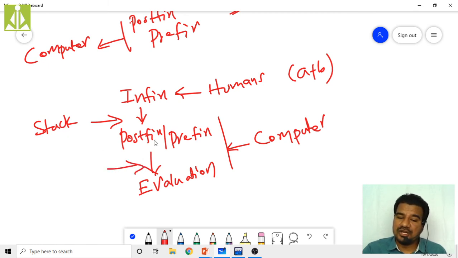Not only that, in order to do the evaluation of your postfix expression and prefix expression, over there also your computer will make use of a stack. So this thing you have to understand. So conversion of infix to postfix we will see, conversion of infix to prefix we will see, and evaluation of postfix expression also we will see. So basically we do three things over here.